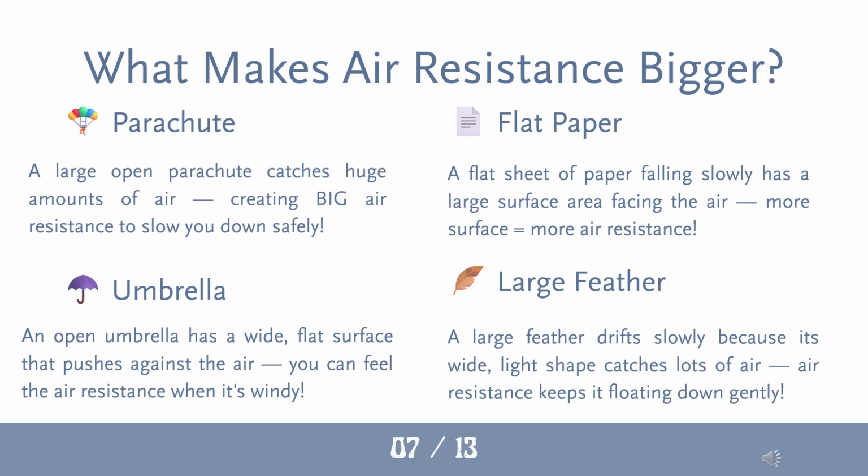Now let's look at another important idea. Objects with a large surface area experience more air resistance. A parachute is a great example. When it opens, it becomes very wide. More air hits the parachute. This creates a large amount of air resistance that slows the skydiver down and helps them land safely. Flat sheets of paper also have lots of air resistance because they have a large surface area.